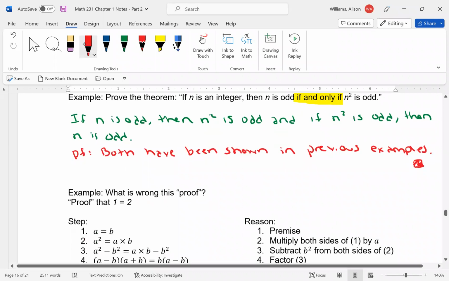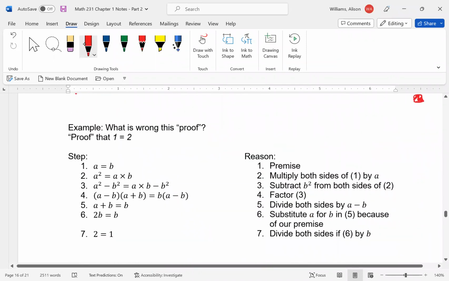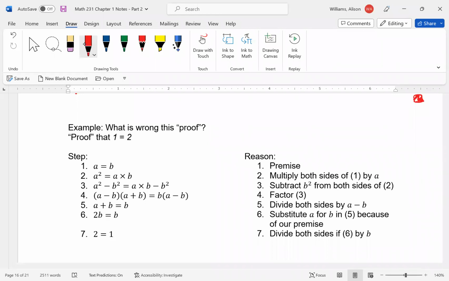Okay, let's look at an example of a problem proof. All right. What is wrong with this proof? This is a proof that 1 equals 2, and a lot of teachers like to show this to blow people's minds, but there's a problem. So let's see. They start with A equals B, and that's our premise. We have two numbers, and what they do is they multiply both sides of our equation by A. So we're left with A squared equals A times B.